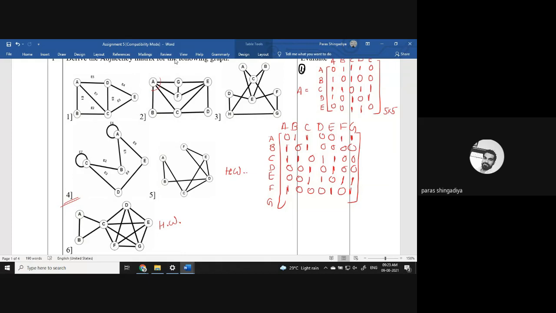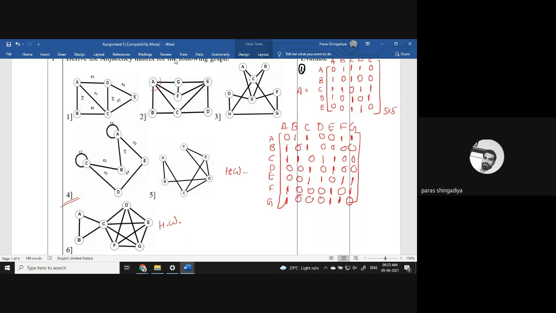So G is incident with A, F and E. So put 1 on A, put 1 on F and put 1 on E. The rest of the entries put 0. So this is the matrix of the second graph. Clear?